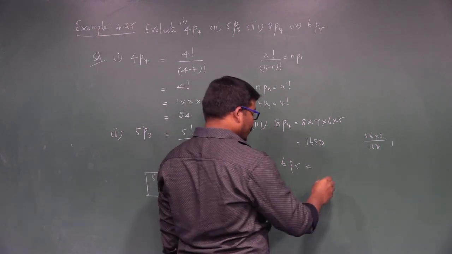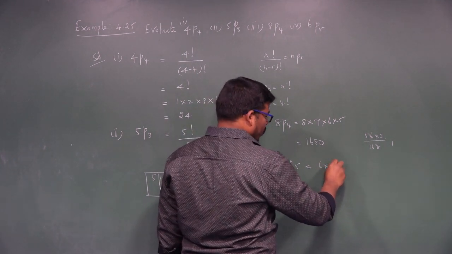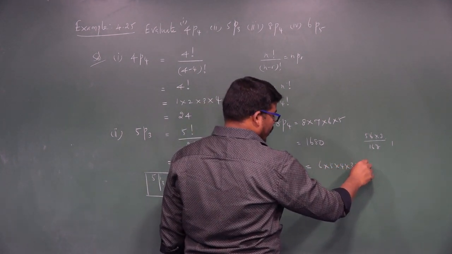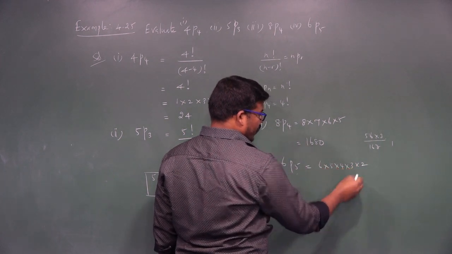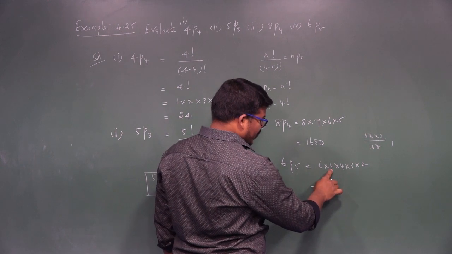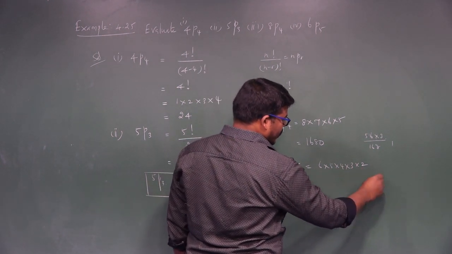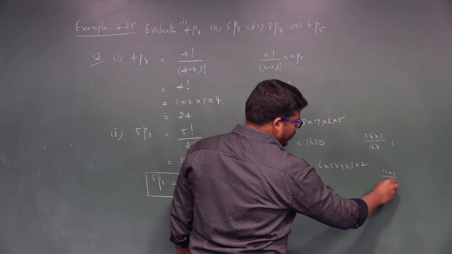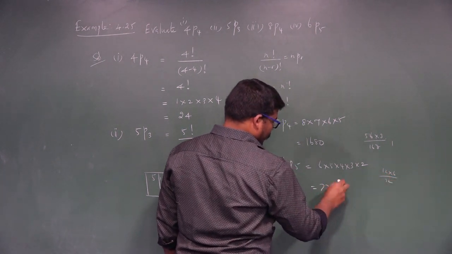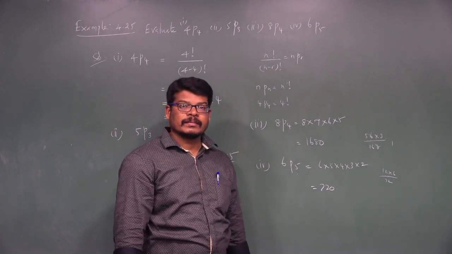6P5 is 6 into 5 into 4 into 3 into 2 (five terms). 6 fives are 30. 30 into 4 is 120. 120 into 6 is 720. The answer: the 6P5 value is 720. Next example.